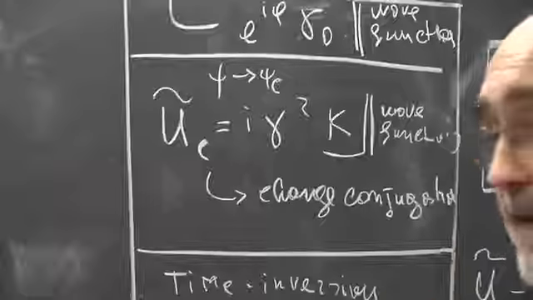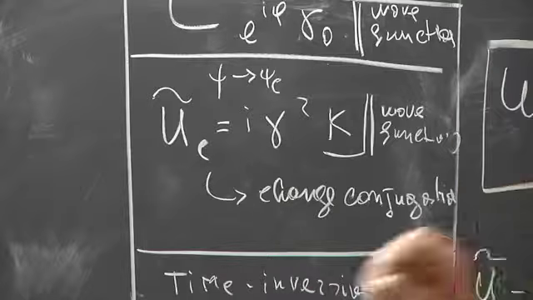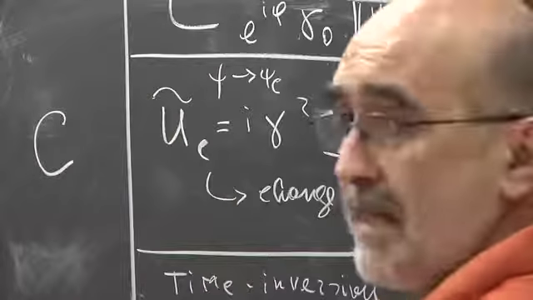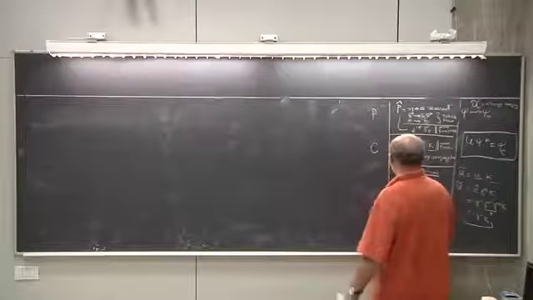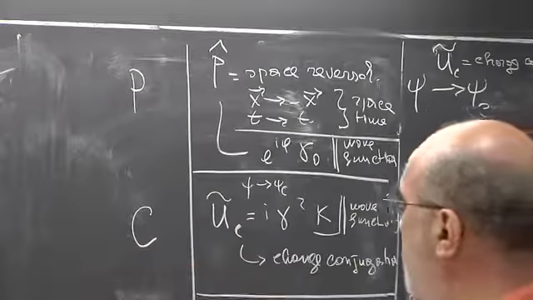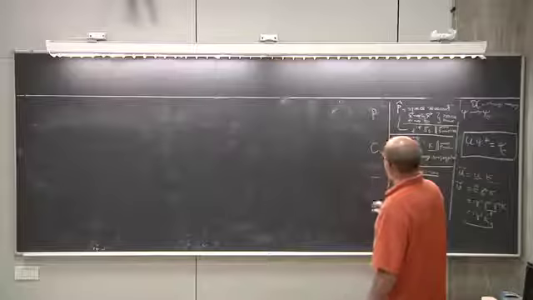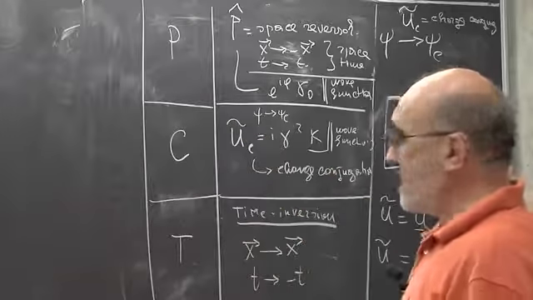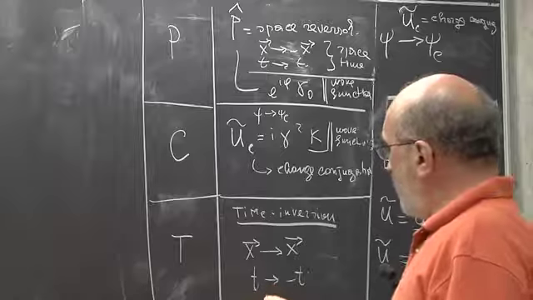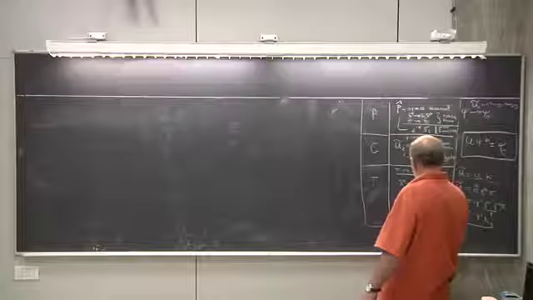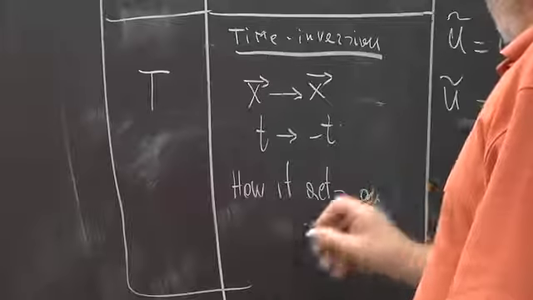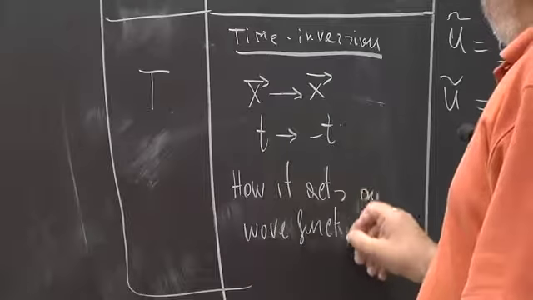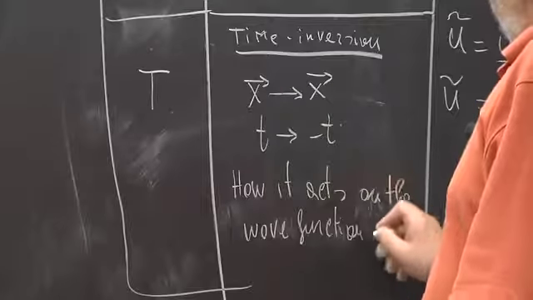Now let's do time inversion, the third discrete symmetry. Actually, this is called P, this is called C. It's not the C that appeared there. C is for charge conjugation, so they don't use U tilde, but they use C. And they call this T for time inversion. Now we have to complete this and see O, that is the question, how it acts on the wave function of the Dirac equation.